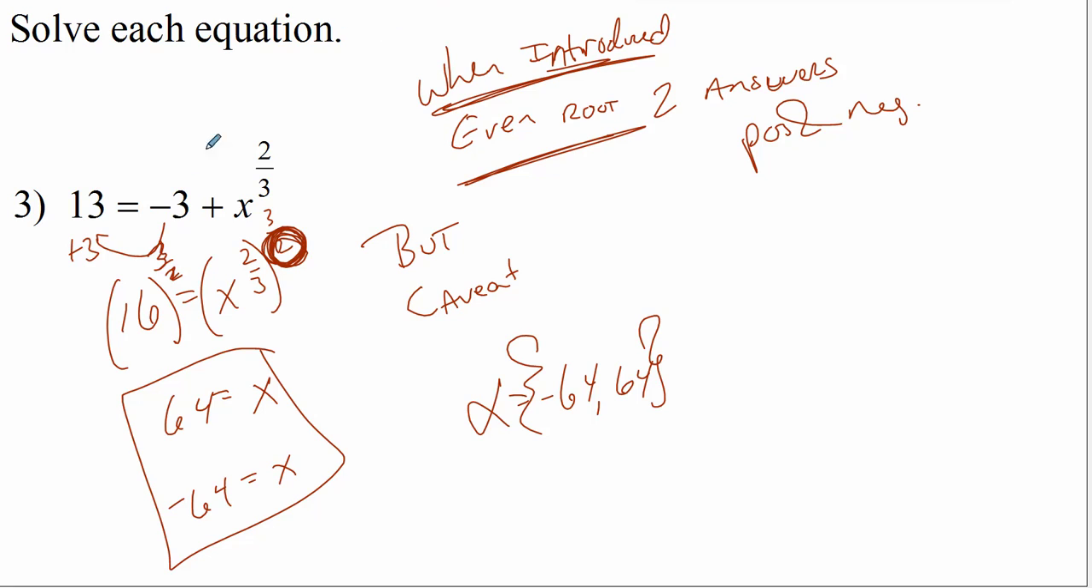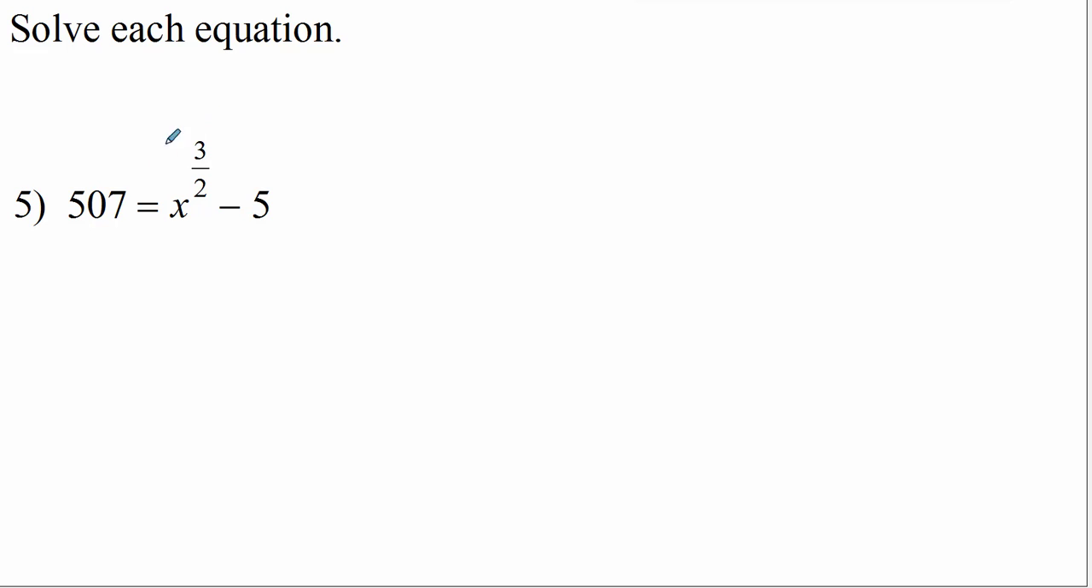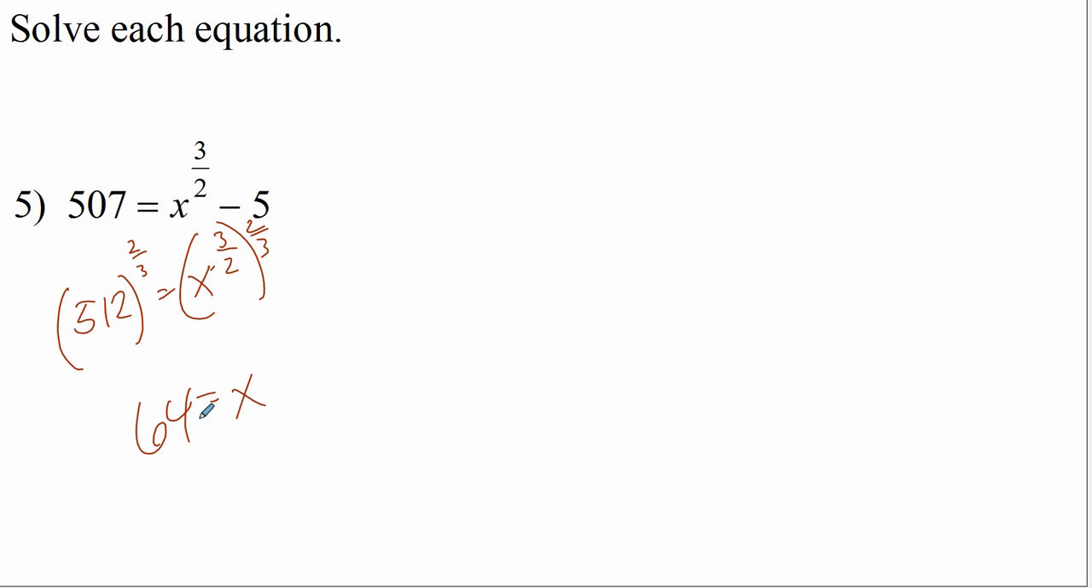You'll have some more examples as well, but that's the last one I'm going to talk about, so we need to understand that. Let's go to this one here. Again, I want to isolate, so I got to bring the 5 over, so that gives me 512 equals x to the 3/2. Raise it to the reciprocal, 2/3, x equals 512 to the 2/3. That's 64. And you notice I don't have a negative 64, it's just a positive, because my denominator is odd. It's not even, it's odd, so I don't need two answers, I only need one. Boom goes the dynamite. That is it for that one.